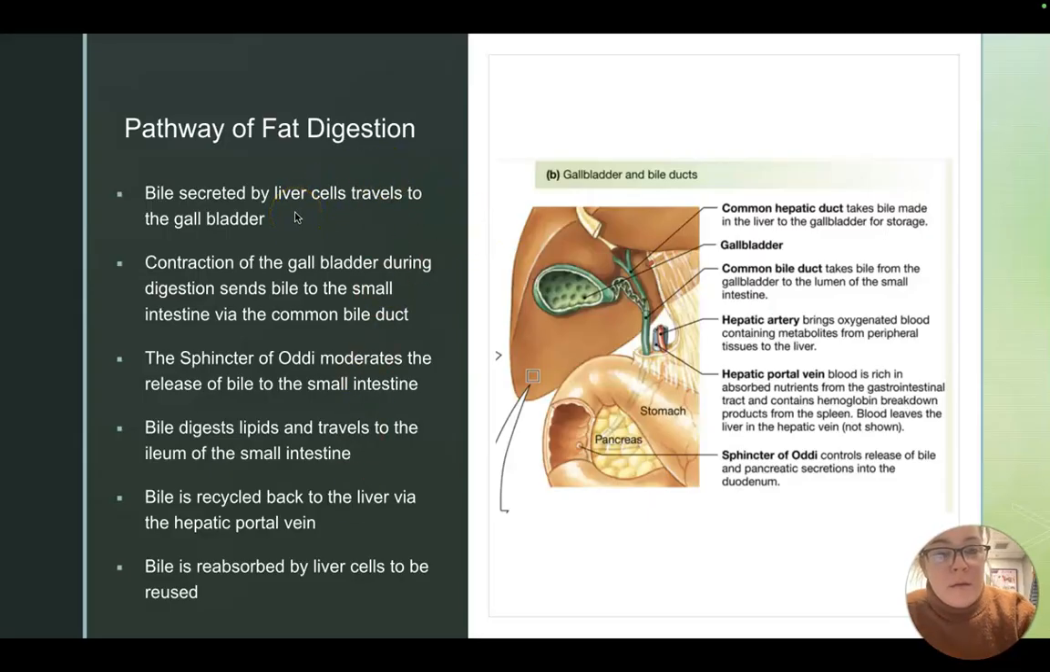So when we look at fat digestion, a huge component would be the bile secreted by the liver cells. Now, when the liver secretes this bile, it travels to the gallbladder, and what stimulates this release would be contraction of that gallbladder during digestion. This is the stimulus that triggers the bile to be sent to the small intestine via the common bile duct.